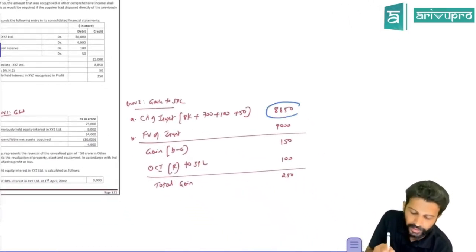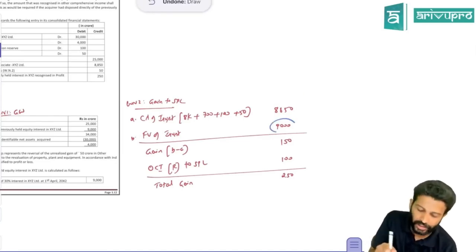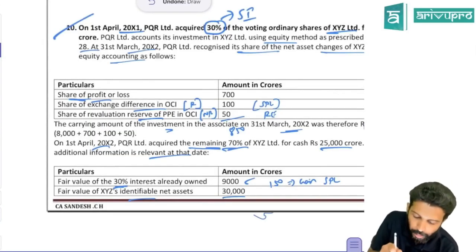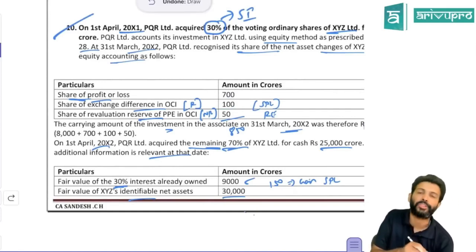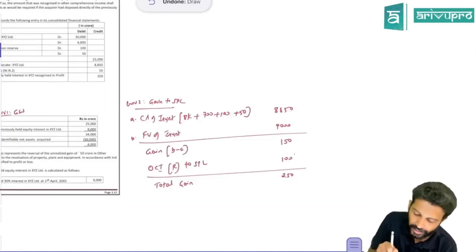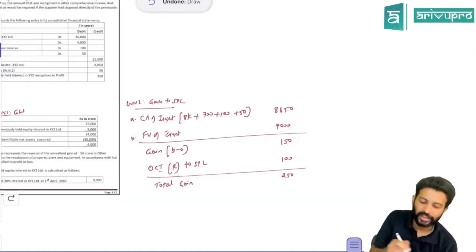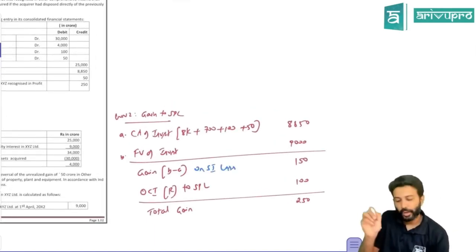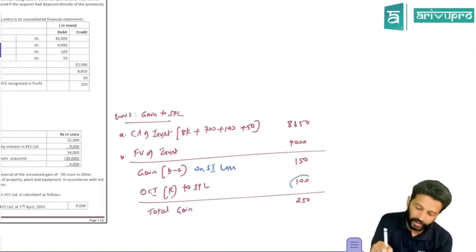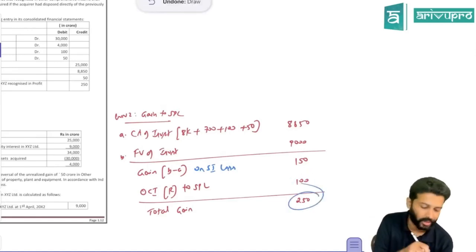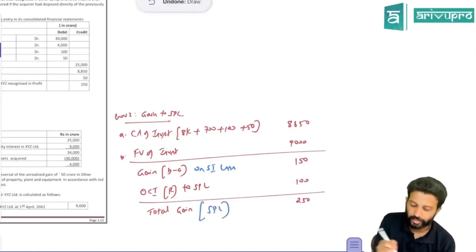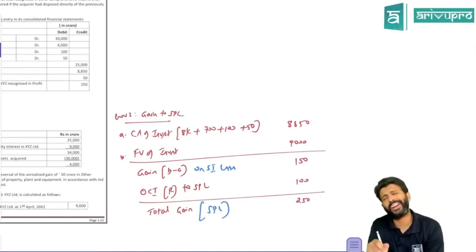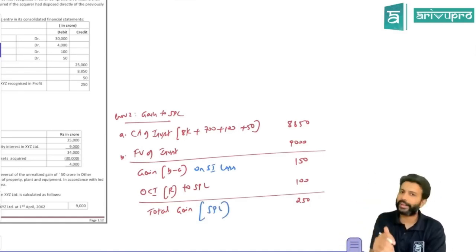The carrying amount of the investment under the equity method is 8,850 and the fair value is 9,000, so the gain will be 150. Not only this gain, we also had some reclassifiable OCI, which is 100. That will also be transferred to the P&L account. This is the gain on significant influence lost. So the total gain that you will transfer to SPL is 250. Non-reclassifiable OCI will be transferred to retained earnings.